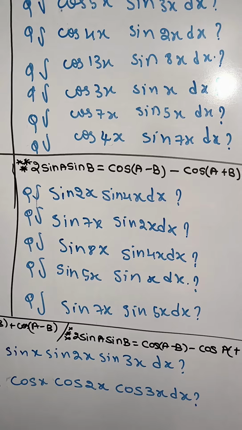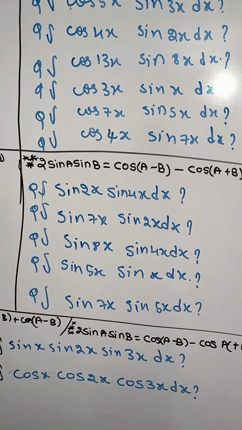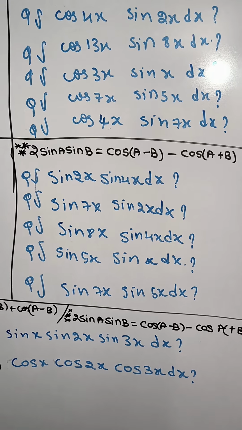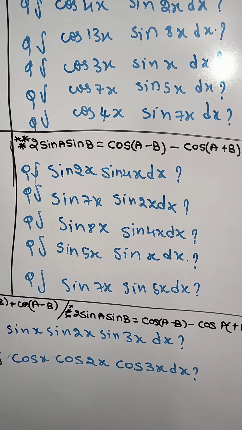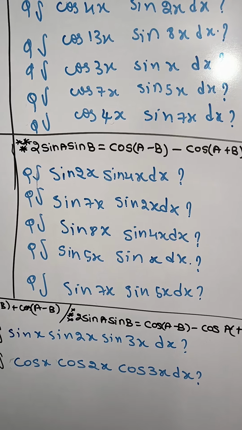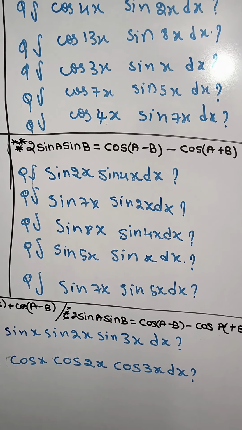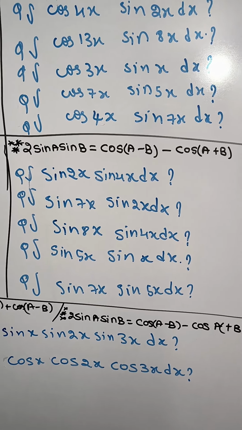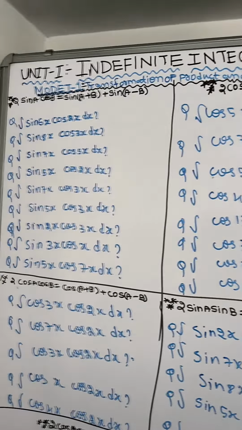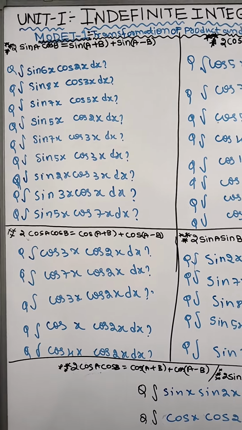Integral sin 2x sin 4x dx, integral sin 7x sin 2x dx, integral sin 8x sin 4x dx, integral sin 5x sin x dx, then integral sin 7x sin 5x dx. These are the 4 formulas and the problems regarding model number 1.